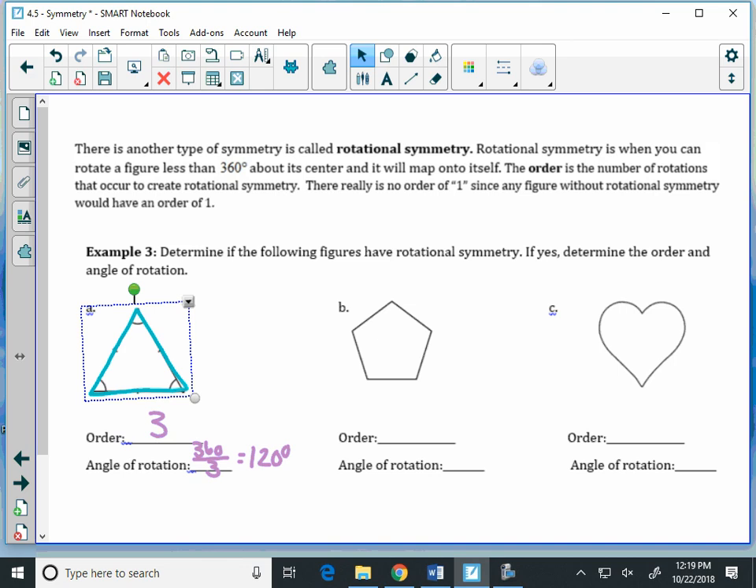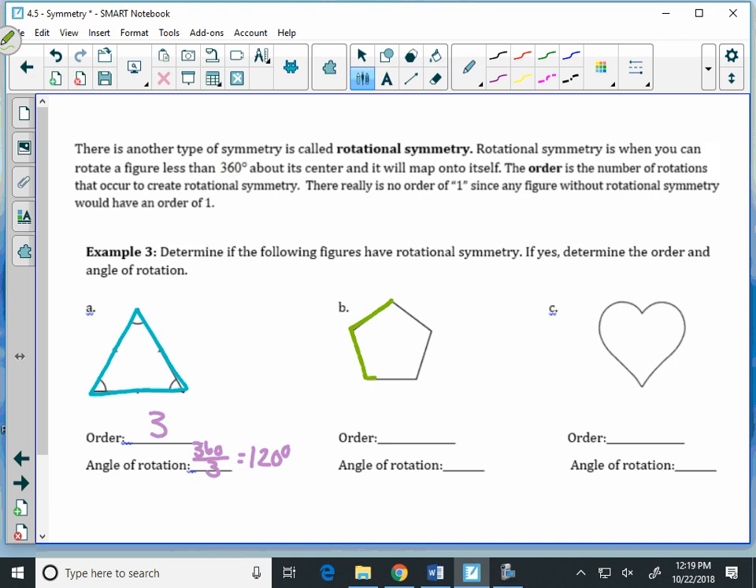Questions over that? We take a look at B. I'm going to trace this guy again. And again, you can't magically trace your figures, but rotating your paper might help.